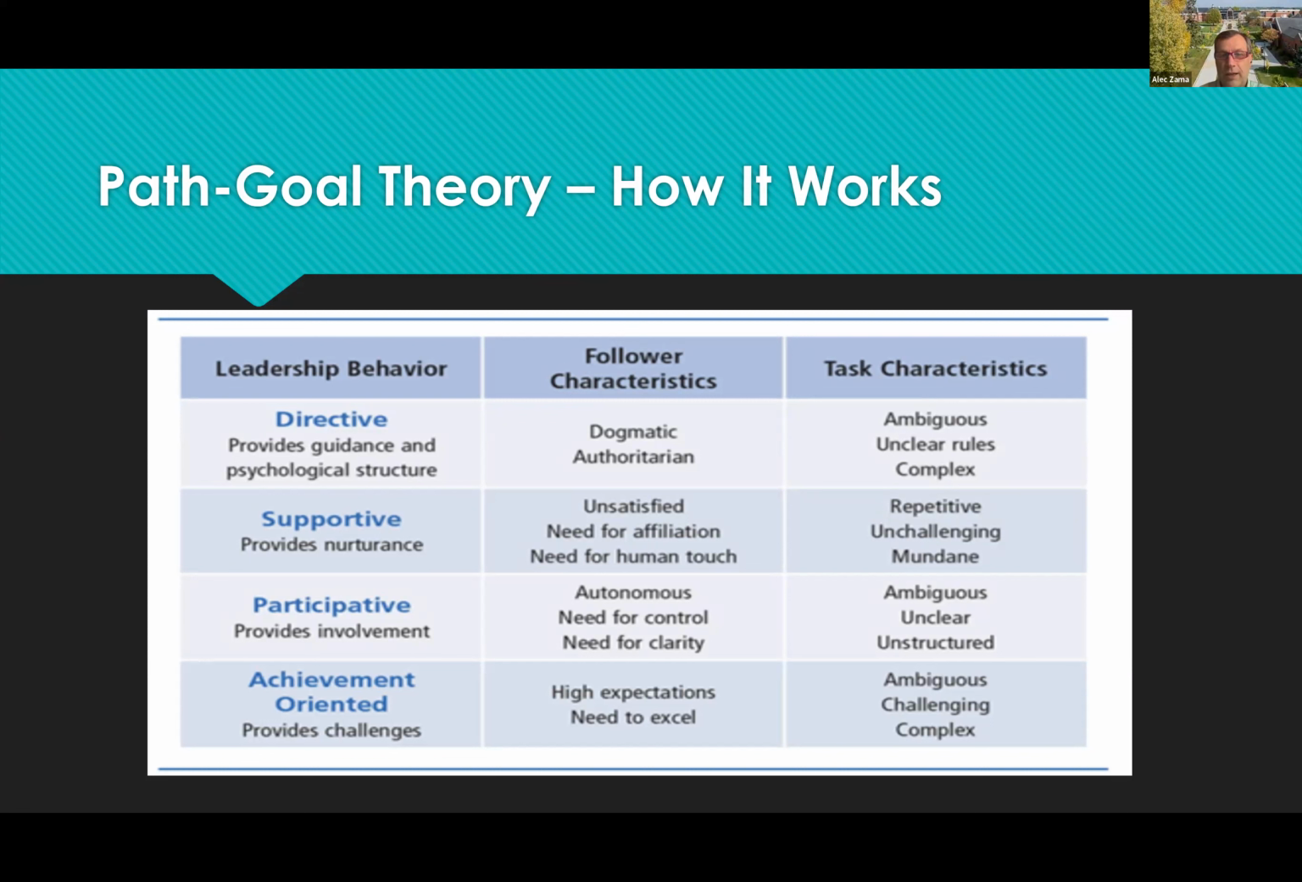Individuals who are autonomous, they have a high need for control, so internal locus of control, and they perform ambiguous, unclear, and unstructured tasks. They would need more of a participative style of leadership. And then those individuals who have a high need for achievement, and they have high expectations for themselves and perform complex, challenging tasks. Usually they are driven by those type of environments. They would require an achievement-oriented leadership style.